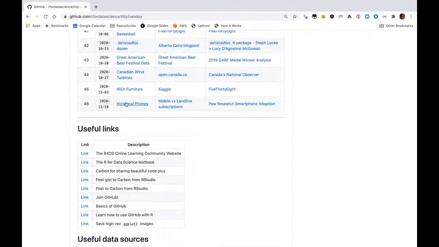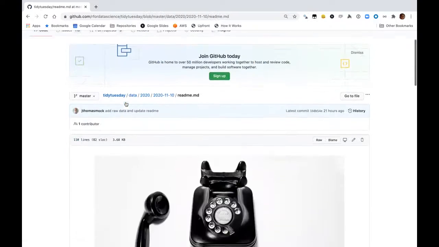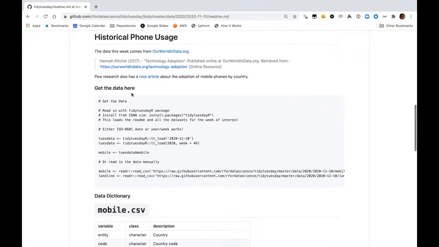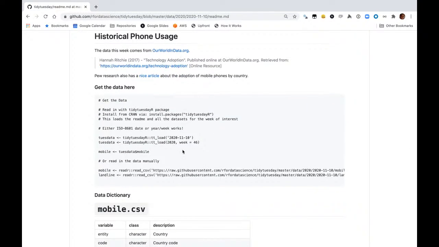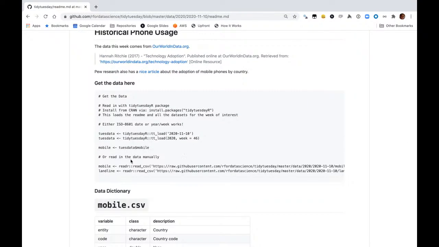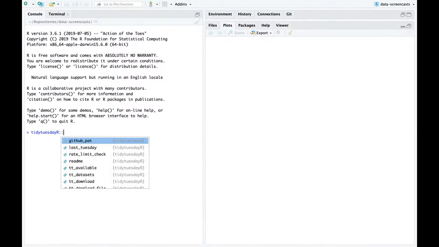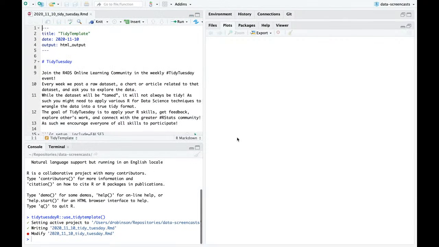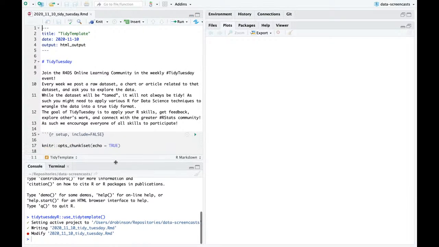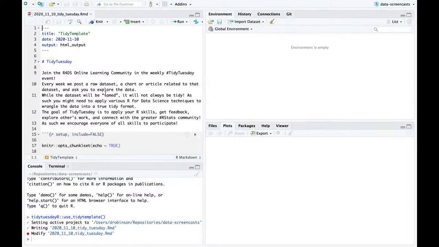All I know about it is that it's a data set about historical phone adoption. It comes from OurWorldInData.org, and I can get mobile and landline adoption. I'll bring it in with the tidytuesdayR package. In fact, I will use tidytuesdayR, use the template, and get a new file. Here we go.